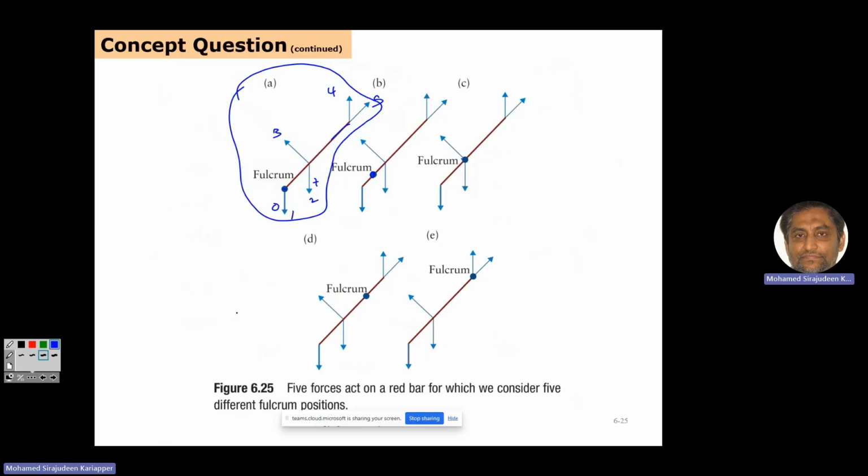Number 3. Sorry. Negative. Okay, torque from 3 is positive. Torque from 4 is positive. Torque from 5 is 0. Why is it 0? Is it R equal to 0? No, there is no perpendicular component. In other words, theta is equal to 0. Sine 0 is 0. Another way of looking at it.